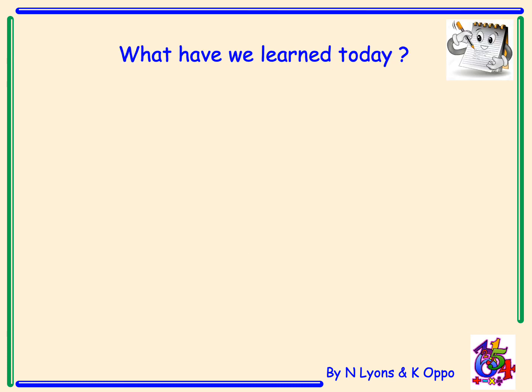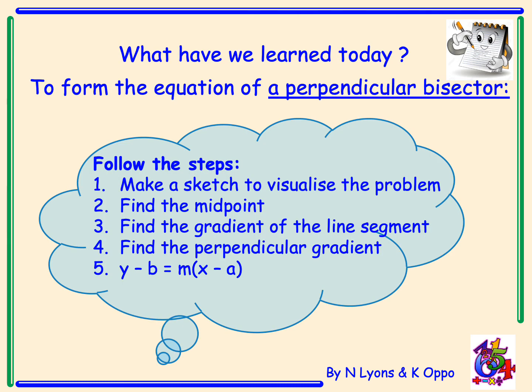So what have we learned today? To form the equation of a perpendicular bisector, we need to follow some key steps. Step 1, make a sketch to visualise the problem. Step 2, find the midpoint. Step 3, find the gradient. Step 4, use your perpendicular rule to get your perpendicular gradient. And finally, y minus b equals m bracket x minus a.